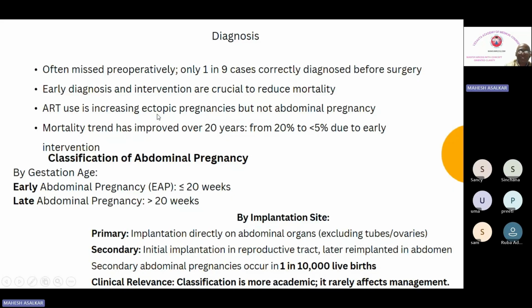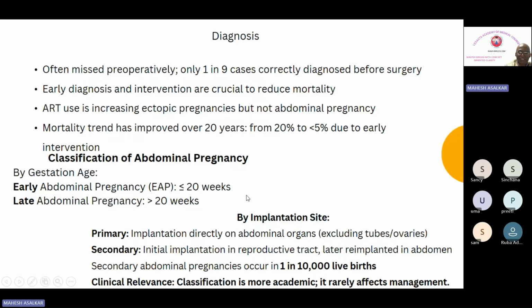ART use is increasing ectopic pregnancy, but not abdominal pregnancy. This also I have discussed. ART increases the prevalence of all the ectopic pregnancies, but the incidence of abdominal ectopic pregnancy has remained constant in spite of ART. The mortality trend has improved over a period of 20 years, reducing from 20% to less than 5% due to early intervention.